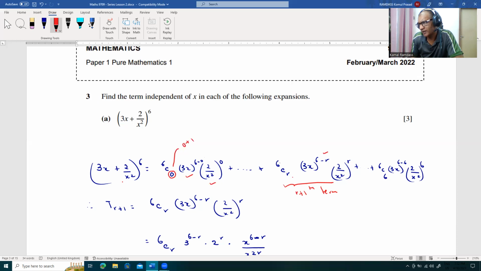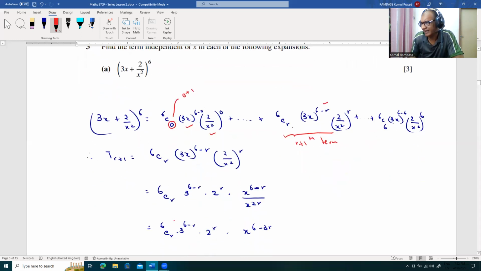Therefore, the r plus 1 term is equal to 6CR, 3x to the power of 6 minus r, multiplied by 2 over x squared to the power of r, qui est égal à 6CR, 3 to the power of 6 minus r, multiplied by 2 to the power of r, multiplied by x to the power of 6 minus r divided by x to the power of 2r. On separate sa term in x là, pour me connaître que this is a coefficient.